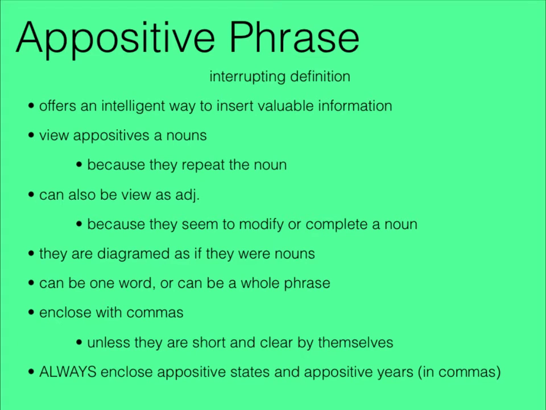Okay, so now we have an appositive phrase, which is an interrupting definition. For a good writer, it offers an intelligent way to insert information. Sometimes we can view appositives as nouns because they repeat the noun. But they can also be viewed as adjectives because they seem to modify or complete a noun. But they are still diagrammed as if they were nouns.